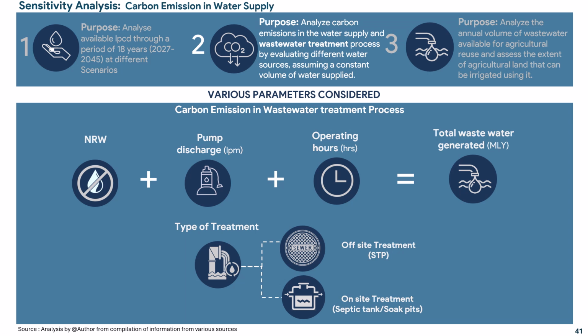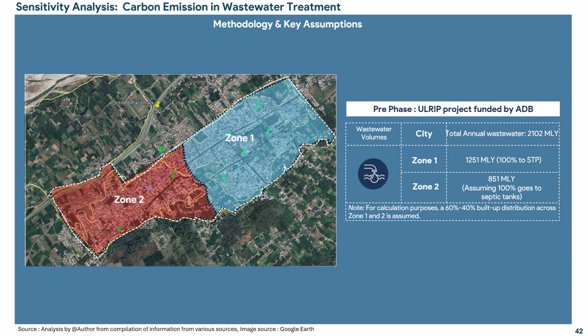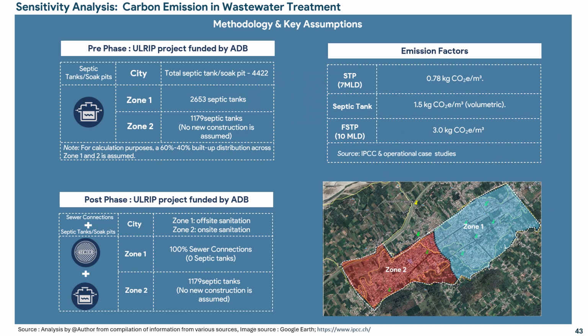Next, the carbon emission analysis for treatment is done considering the same parameters to calculate the wastewater volume, that is NRW, pump discharge and operating hours, and also the treatment type, which is either on-site or off-site. For the analysis, it is assumed that 60% of the total city's wastewater is generated in zone 1 and the rest is generated in zone 2. This has been done by getting a rough idea about the built up expansion or built up structure of the city currently. There are various other assumptions considered for the analysis, and the various emission factors are also considered as per the IPCC website.